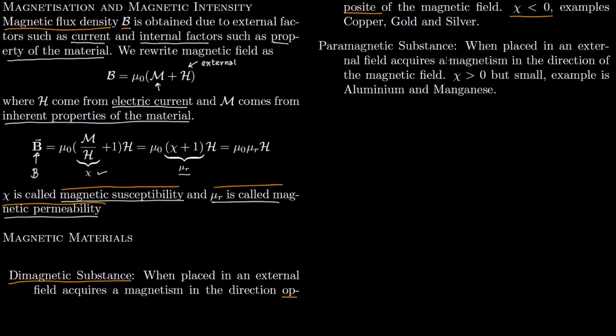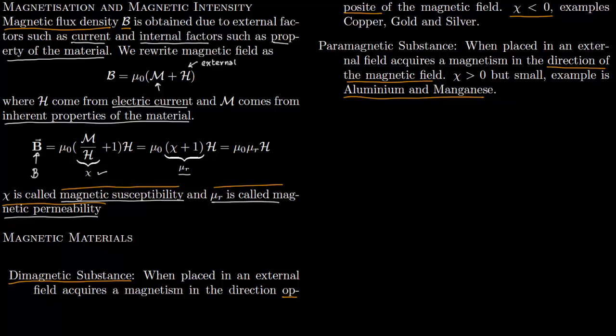Now we talk about paramagnetic substances. When a paramagnetic substance is placed in an external magnetic field, it acquires magnetism in the direction of the magnetic field. So if you place a paramagnetic substance in the magnetic field, it gets attracted towards the field. For these, chi is greater than 0, but the value of chi is small. So although there is attraction, the attraction is really small. Examples are aluminum and manganese.